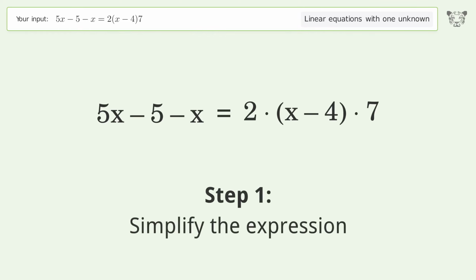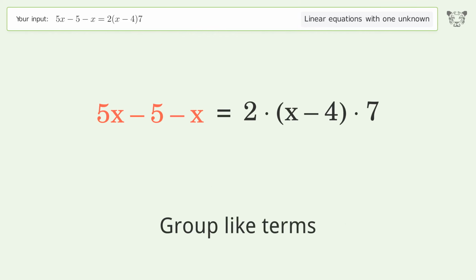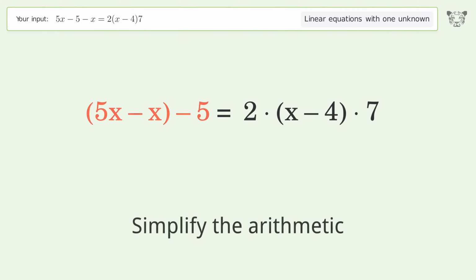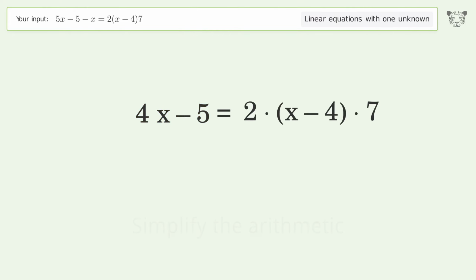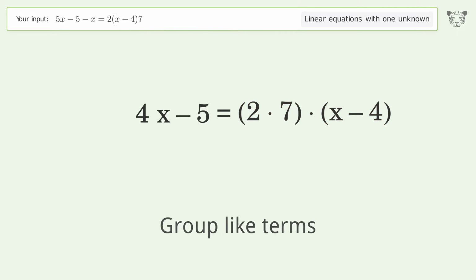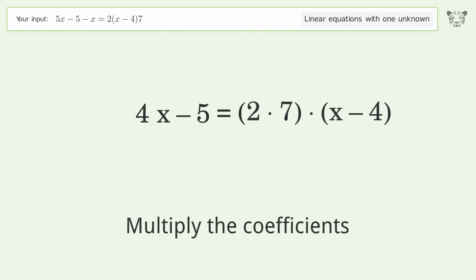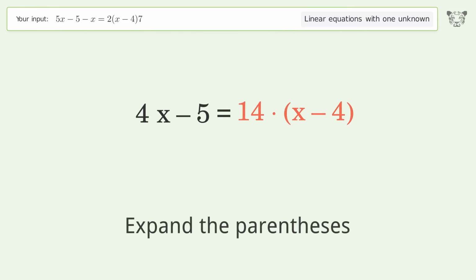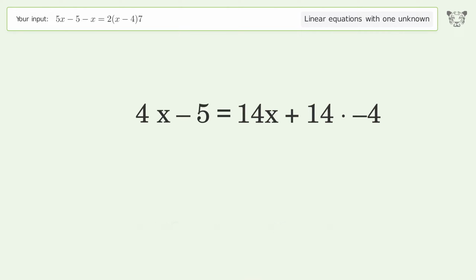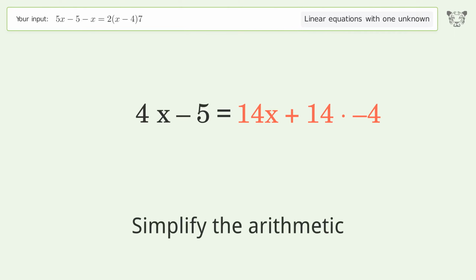Simplify the expression. Group like terms. Simplify the arithmetic. Group like terms. Multiply the coefficients. Expand the parentheses. Simplify the arithmetic.